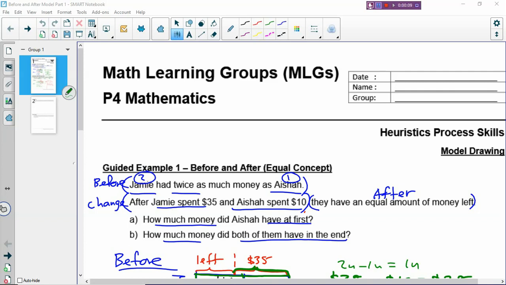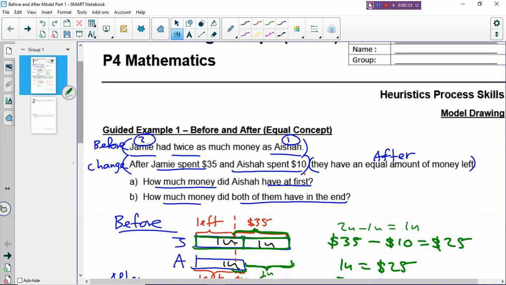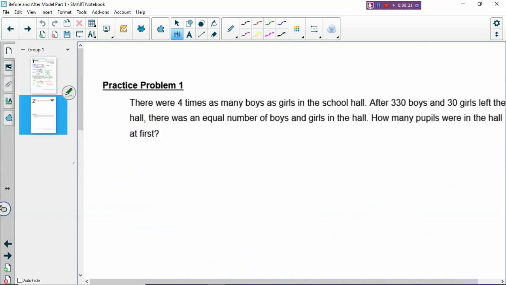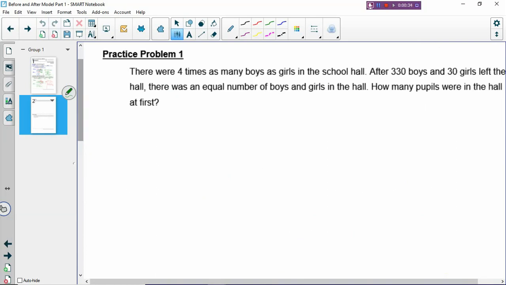Right, in the last lesson we did part 1 and we went through two problems on the equal concept. How do you draw a before and after model with the equal concept? I told you to try to do practice 1 and practice 2. Today we are going to go through drawing out the model, and you're going to look at your model and see whether you get a similar answer. So let's look at practice 1 and see how we draw the model.